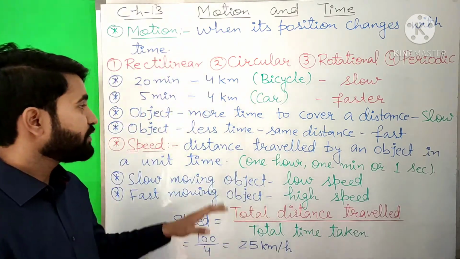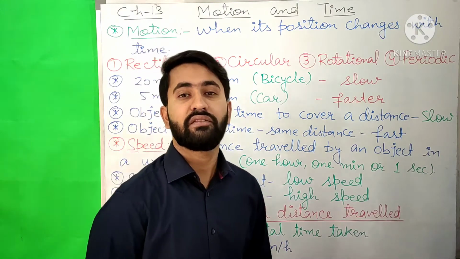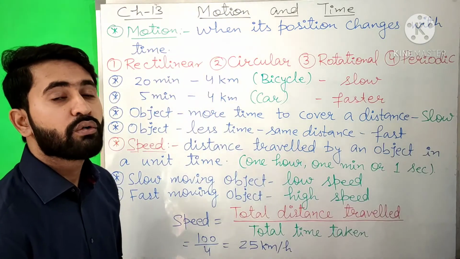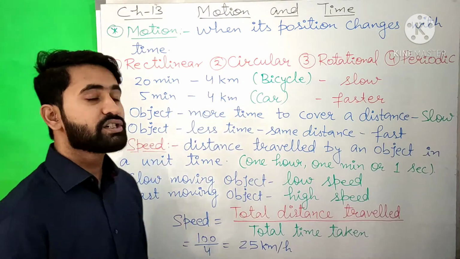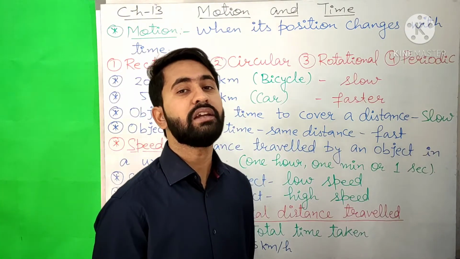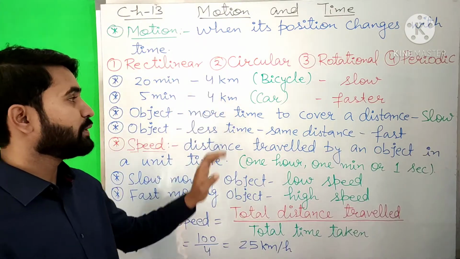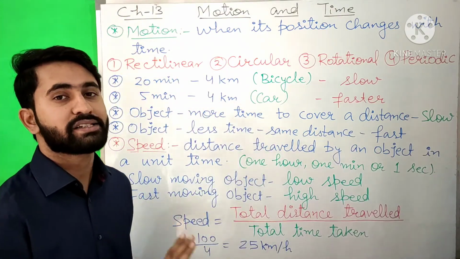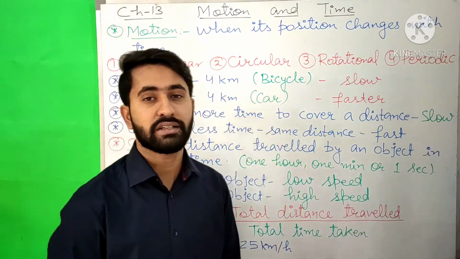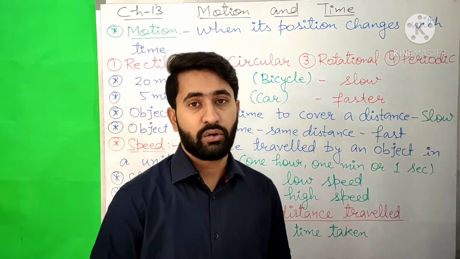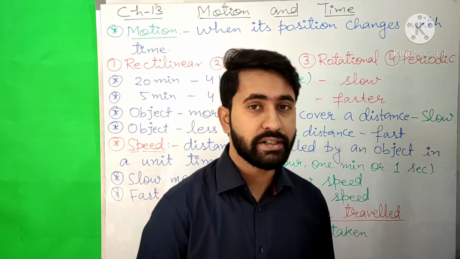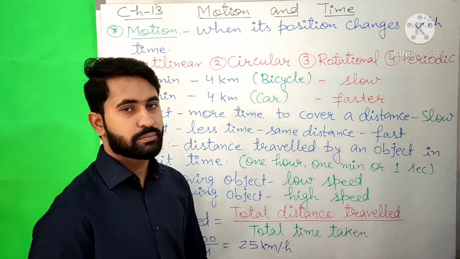So an object which takes more time to cover a distance is said to be slow, whereas the other object which takes less time to cover the same distance is known to be fast. Like in this example, the car was covering the same distance in less time, so it is known as fast, whereas the bicycle was known as slow. Now, how can we find out whether the object is moving slow or fast? We can find out with the help of its speed. Now, what is this speed?